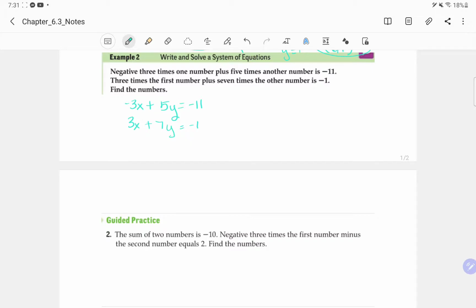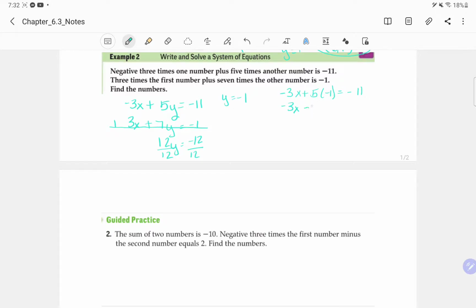Okay, and now you're just solving like you did above. Negative 3x plus 3x is 0, so I'm not going to write it. 5 plus 7 is 12y, and that is equal to negative 12. Divide by your 12, and you get y is equal to negative 1. Pick one of them to plug it back into. We'll go with the top one this time because we went with the bottom last time. So negative 3x plus 5 times negative 1 is equal to negative 11.